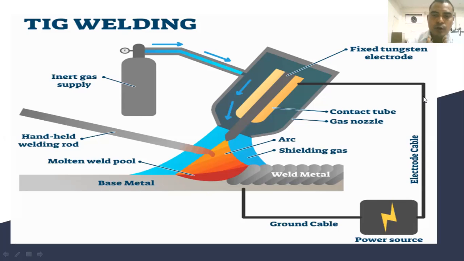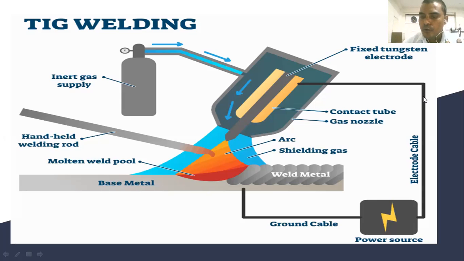When we discuss the operation, we are using a non-consumable tungsten electrode, which, as you see in the figure, is mounted in a special electrode holder. Welding operation is done by striking an arc between the workpiece and the tungsten electrode in an atmosphere of inert gas. After striking the arc, it is allowed to impinge on the job and a molten weld pool is created.